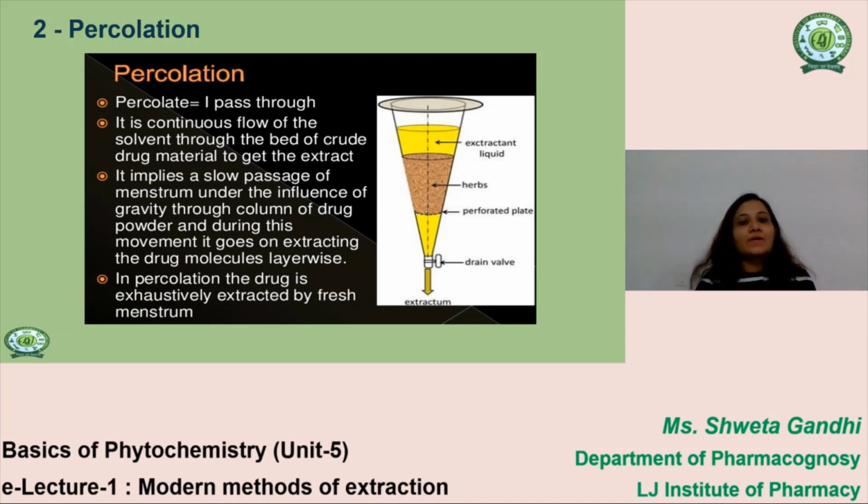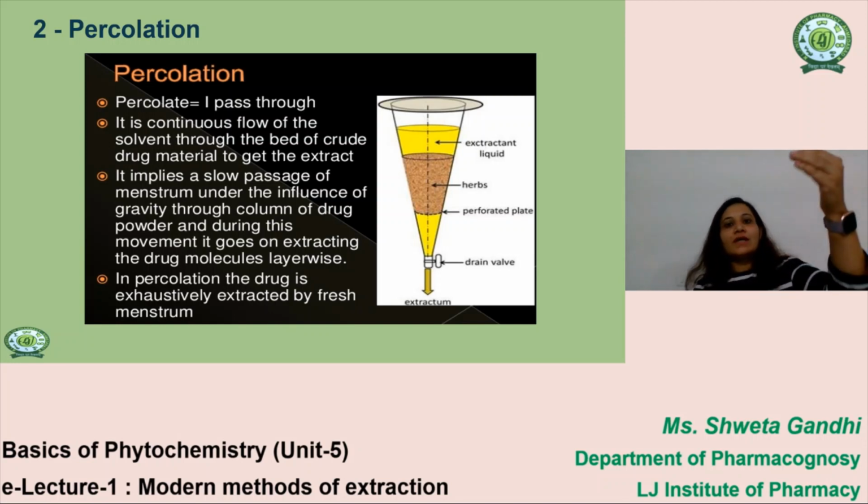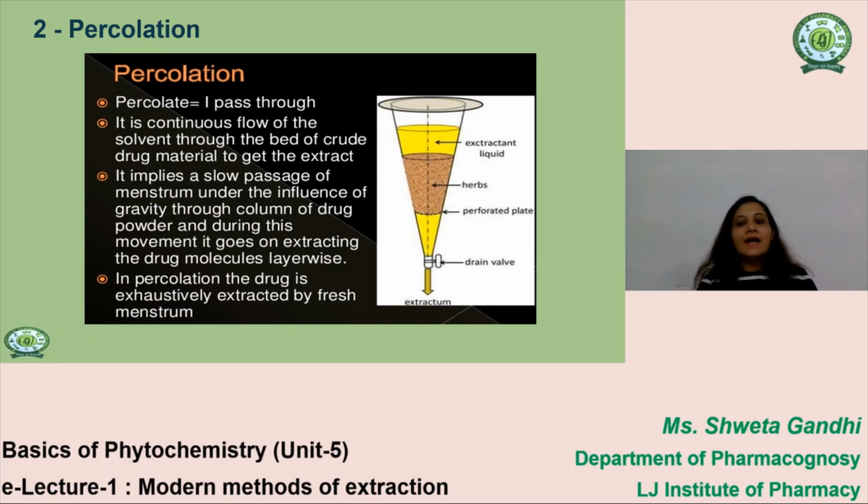Next is the percolation. Percolate means pass through, in which we make a column type, meaning we fill the crude drug inside, make a layer, add the solvent from upside, and then fix the percolate plate. There is a valve from which we can drain. First, wet the crude drug with the solvent. Then, after a drop falls, you can collect the filtrate. Then close the knob and again fill the solvent.